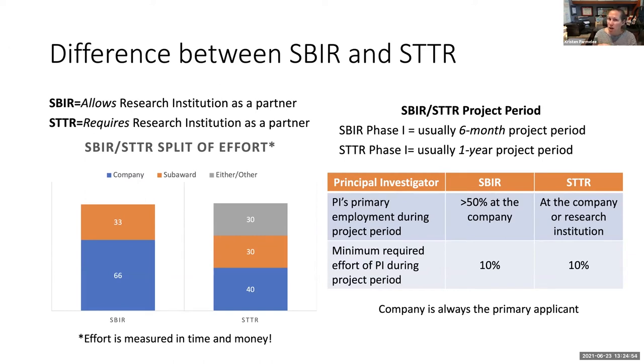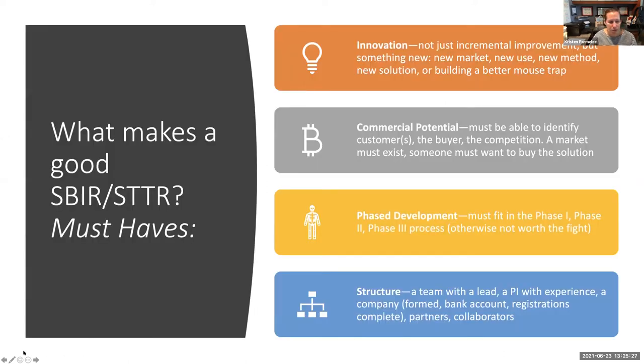On an STTR, the principal investigator can live at the research institution or the company. Now, the STTR is the mechanism that we use most often when you're talking about a university faculty member who has a startup that they've spun out. They don't want to leave their position at the university and go to work full time at the company. And so the STTR allows them to serve as the principal investigator through a subaward to the university. But remember, the company is always the applicant, always the applicant.